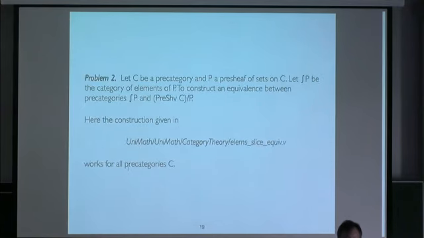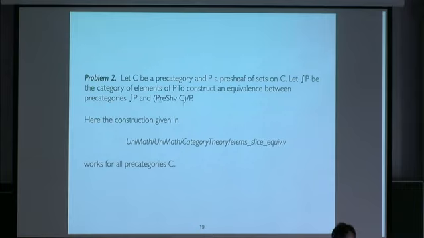Now here is a second problem, considerably more involved. Let's take a pre-category and a pre-sheaf of sets on it, and let this be the category of elements of P. So these are pairs of an object of a category and an element in P of this object. And morphisms are morphisms between objects of the category that respect these elements. So, to construct an equivalence between this pre-category and the slice pre-category of pre-sheaves over P.